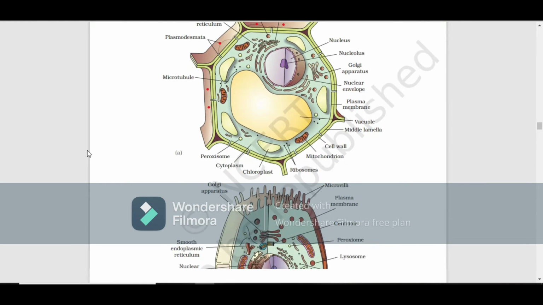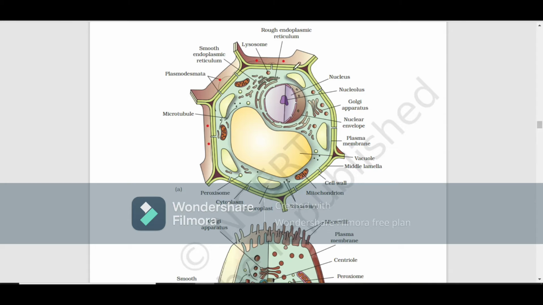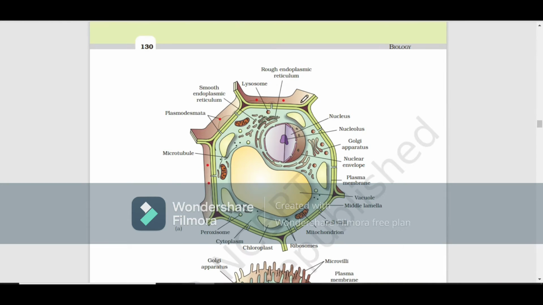So we were supposed to do these diagrams, right? Firstly, here's your rough endoplasmic reticulum. You can differentiate it. Here you can find the smooth endoplasmic reticulum. The one with these structures on top is your rough endoplasmic reticulum. And that's the nucleus. There's the nucleolus. Here we have our Golgi. There's the nuclear envelope, plasma membrane. There's a large vacuole, right? And there's this middle lamella, there's the cell wall, mitochondria.